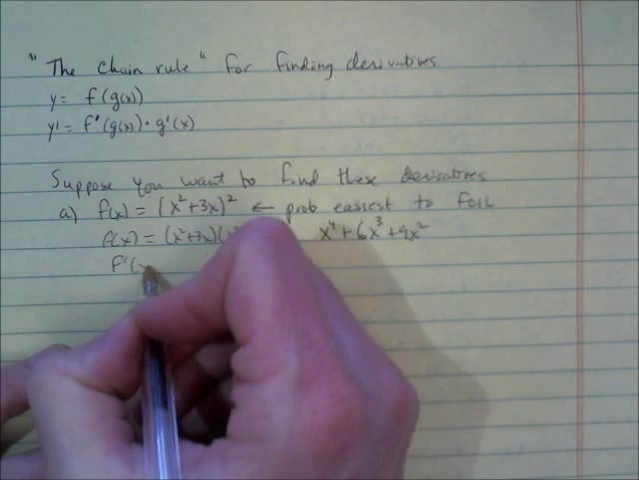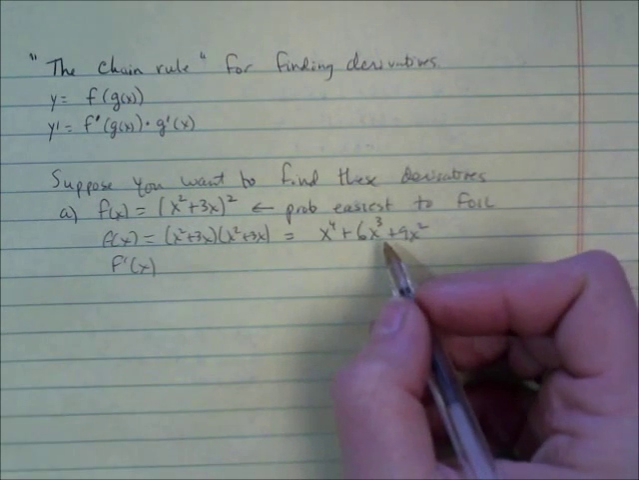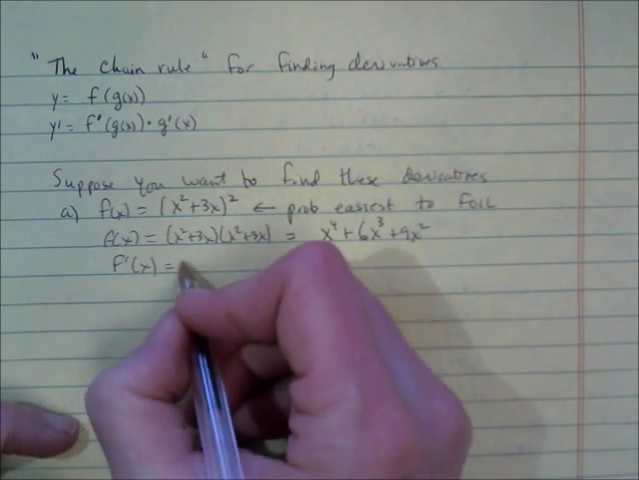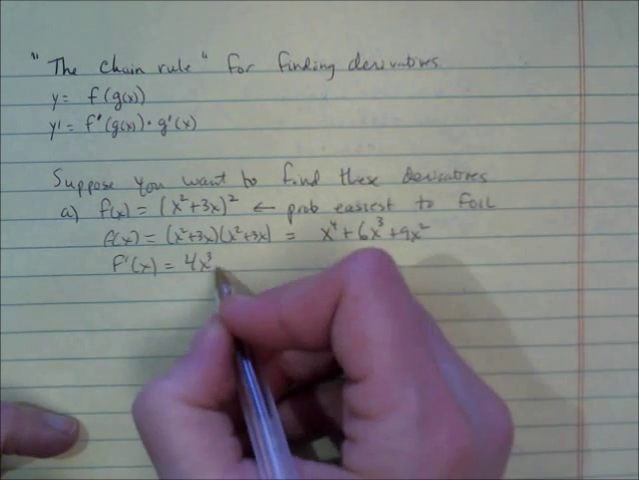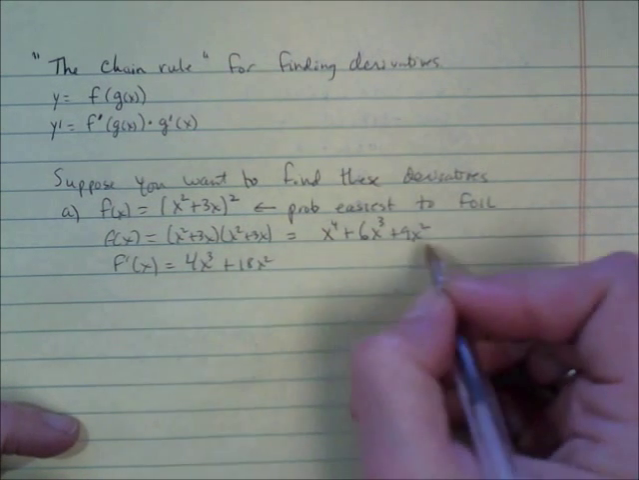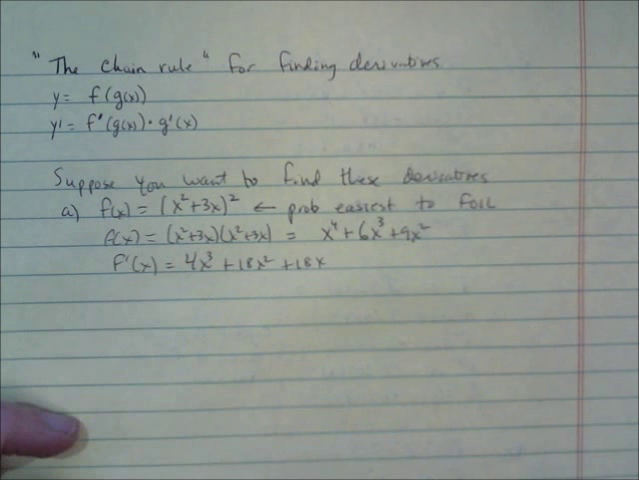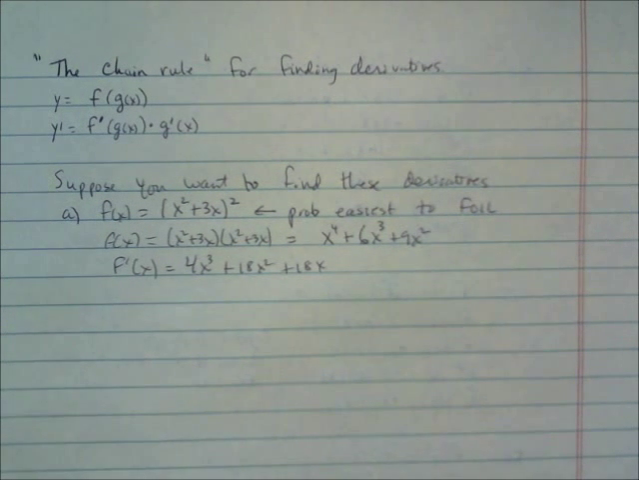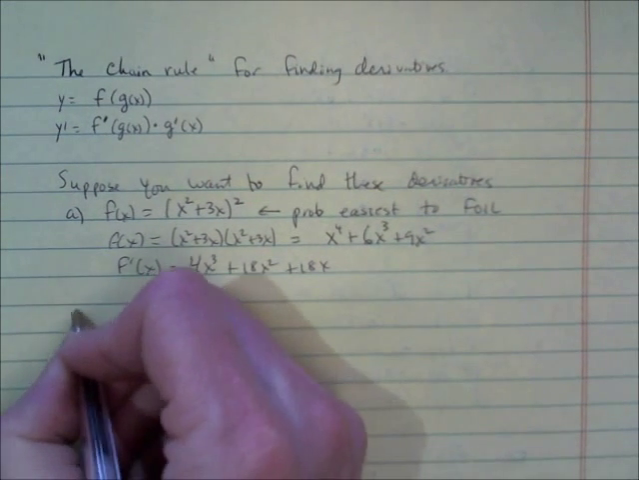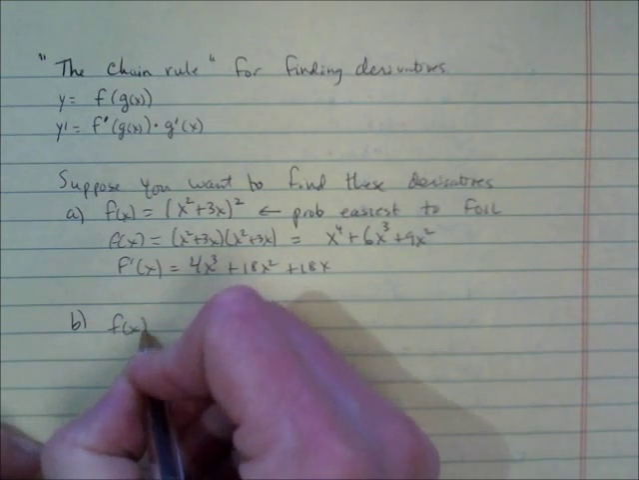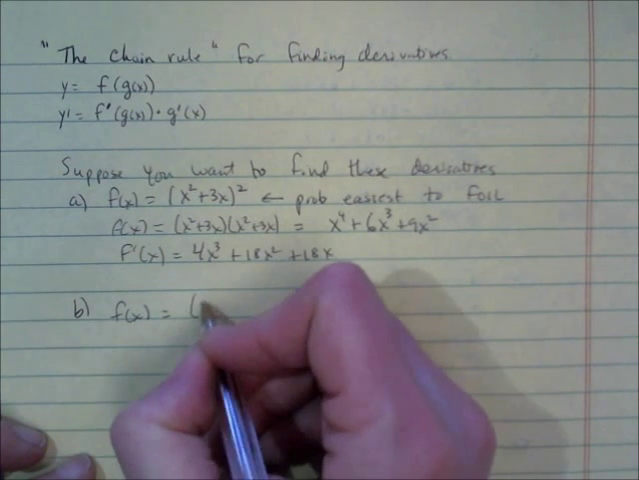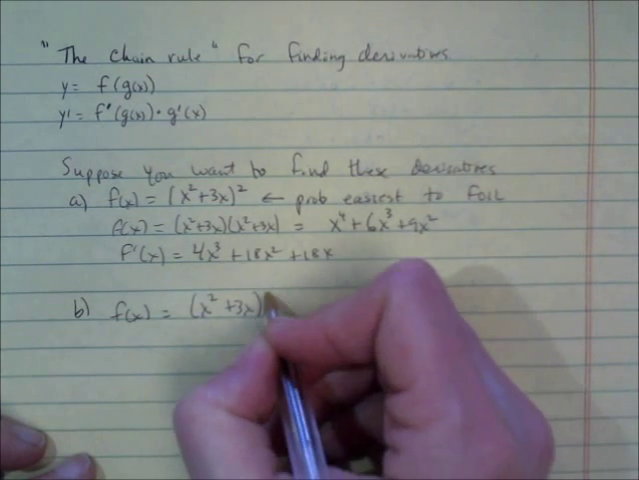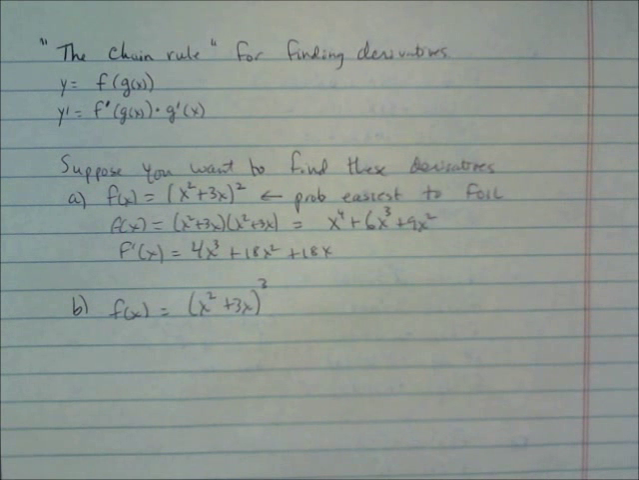And the derivative of this function is really easy to find. With the power rule, it's just 4x cubed plus 18x squared plus 18x. So that was an easy one, and you wouldn't necessarily want to or have to use the chain rule on this one. Let's say we have another one. f of x is equal to, let's say it's x squared plus 3x again, but now we're going to raise it to the third power.